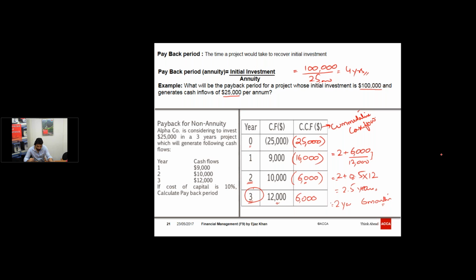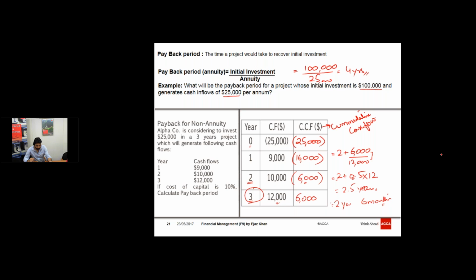Then we have a second drawback of the payback period, and that is it does not consider cash flows after payback period. We just ignored the positive $6,000 surplus that we received at the end of year 3. We are least concerned about the cash flows that we will receive after the payback period and what it will do to us, what negative impact it is going to put on us.